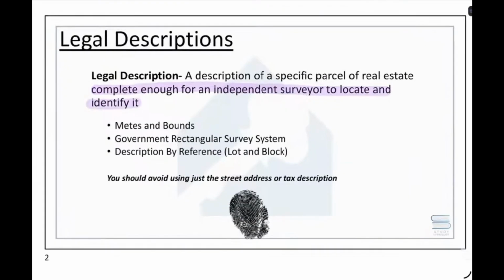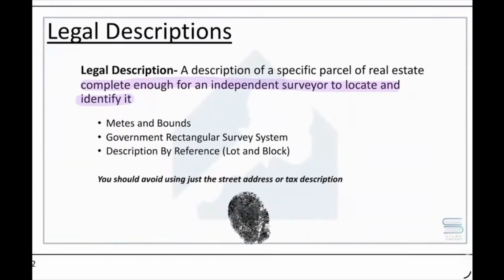And we know we have three different ways we can do this. It could be meets and bounds, it could be the government rectangular survey system, or you could refer to an already recorded map of the lot and block system. But what we do know, anytime you're talking about giving property to somebody, transferring title, we most definitely want to go beyond our street address.